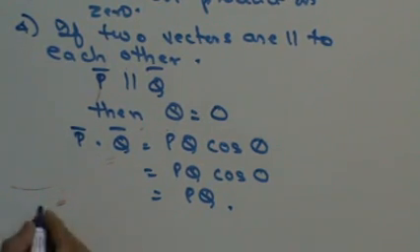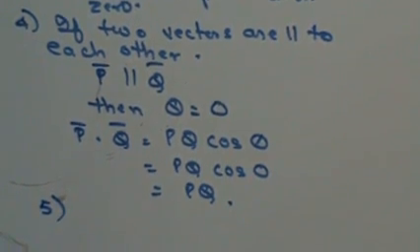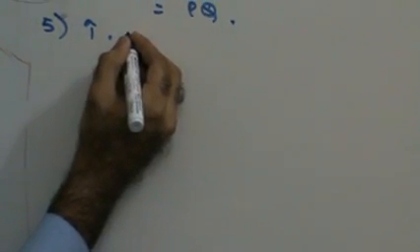Fine? Now, if we have understood this, we should be able to find out what will be I vector dot I vector.